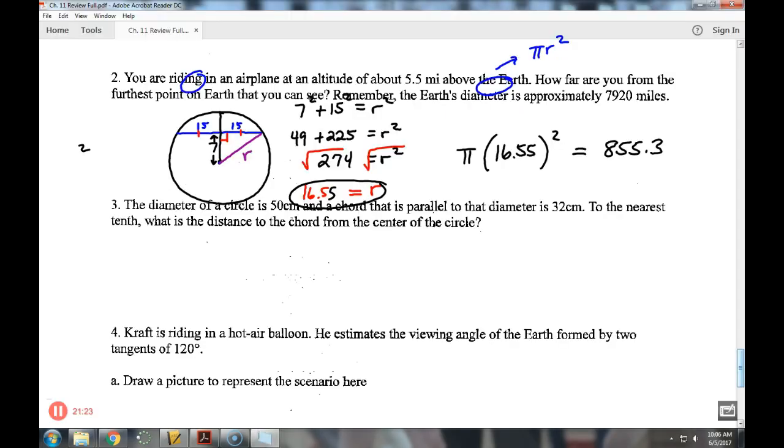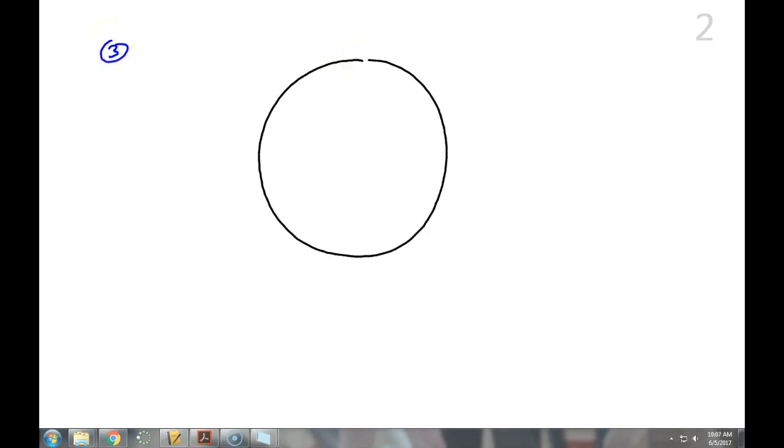Interesting. All right, number 3, diameter of a circle is 50, parallel to a chord that's 32. What's the distance from the chord to the center? So I'm going to go off grid again. We'll do number 3 here. So I got a circle. Here's the center. My diameter is 50. I have a chord parallel to it that is 32.